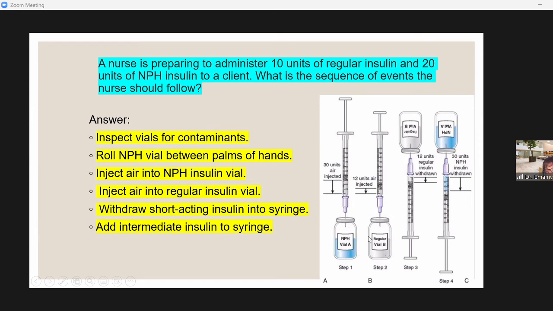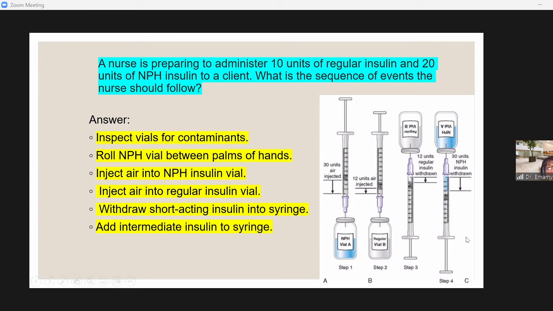So you inspect the vial of insulin, then you inject air to the NPH and then air to the regular. When you want to withdraw, you start with the regular. Withdraw from regular first and then withdraw from NPH, and then give the injection to your patient.